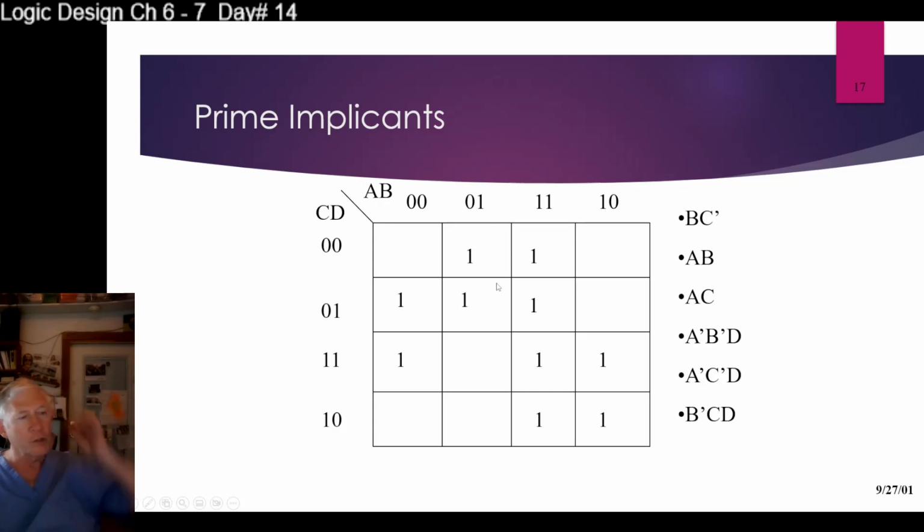All right, so you can also go about it another way. You can say, what if you had this group of 2 here? Is it prime? No, it's not prime, because you can combine it with this group of 2 to make a group of 4. So we have implicants, we have prime implicants, and then of the prime implicants, we have some essential and non-essential. Now, how do we tell if they're essential?